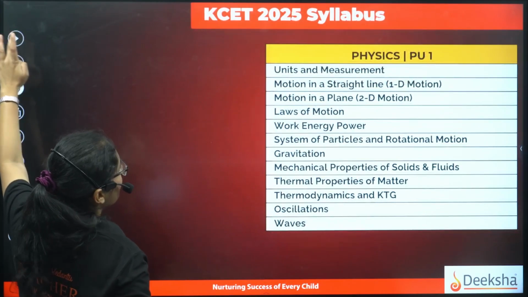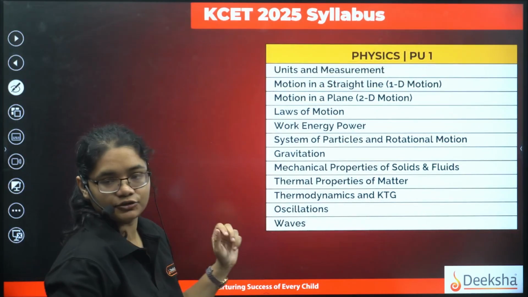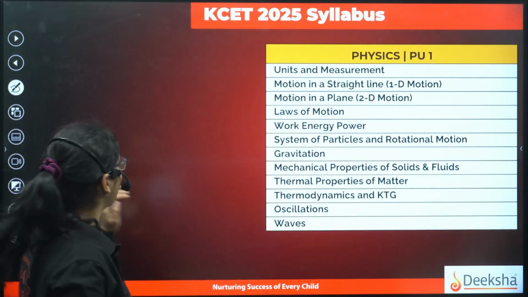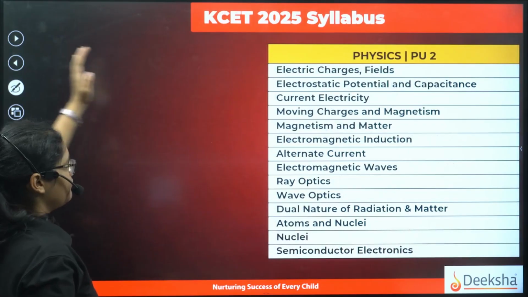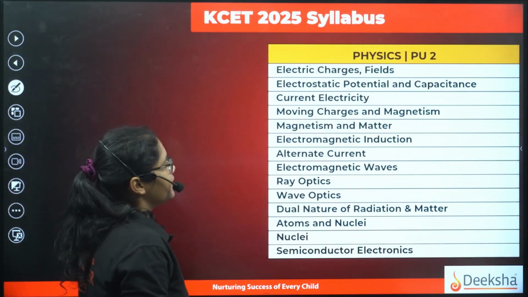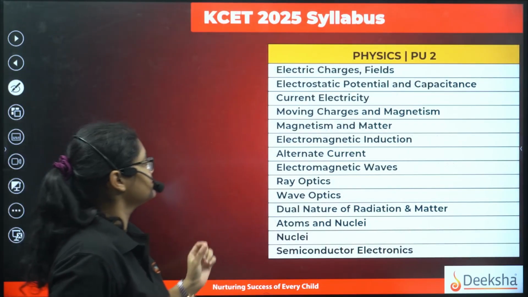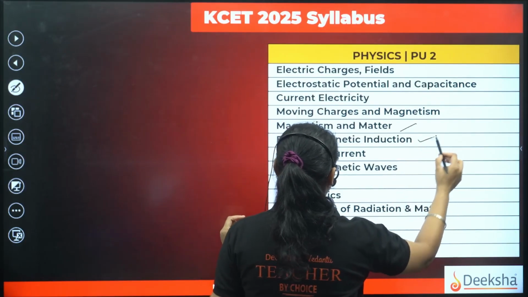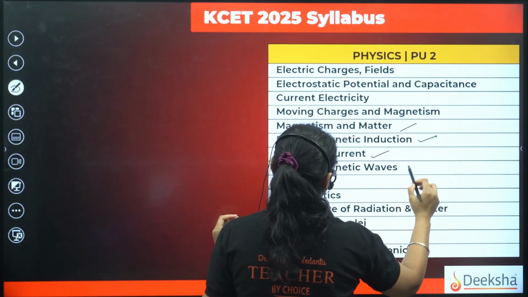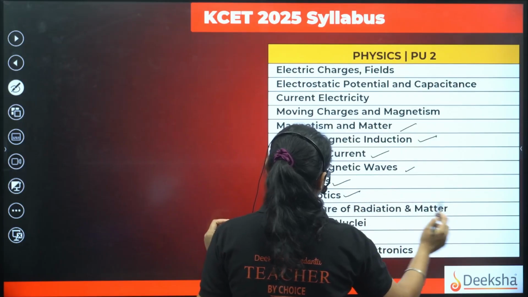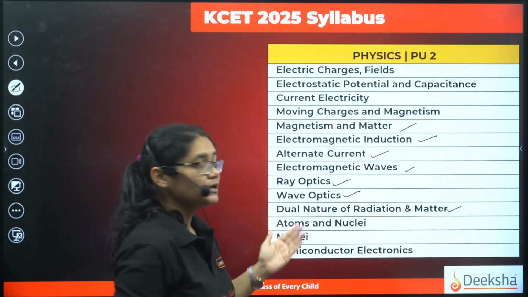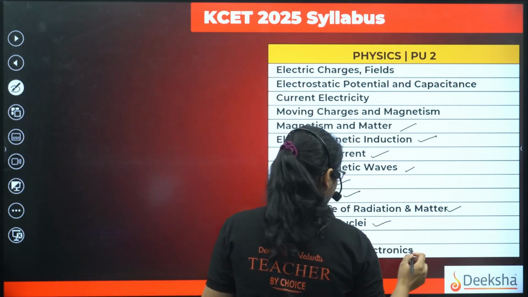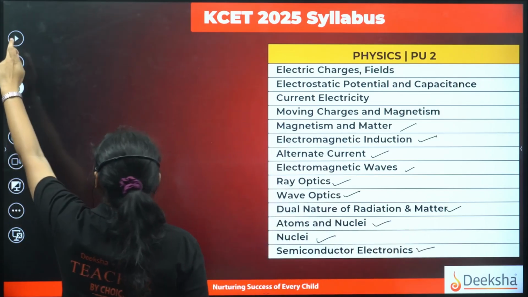Next, coming to PU1 physics, you can take a screenshot here. I think many of you have already completed PU1, so you know these chapters. And now coming to PU2, you will have these chapters: electric charges and fields, electrostatic potential and capacitance, current electricity, moving charges and magnetism, magnetism and matter, electromagnetic induction, alternating current, electromagnetic waves, ray optics, wave optics. Then we have dual nature of radiation and matter, atoms and nuclei, semiconductors and electronics.